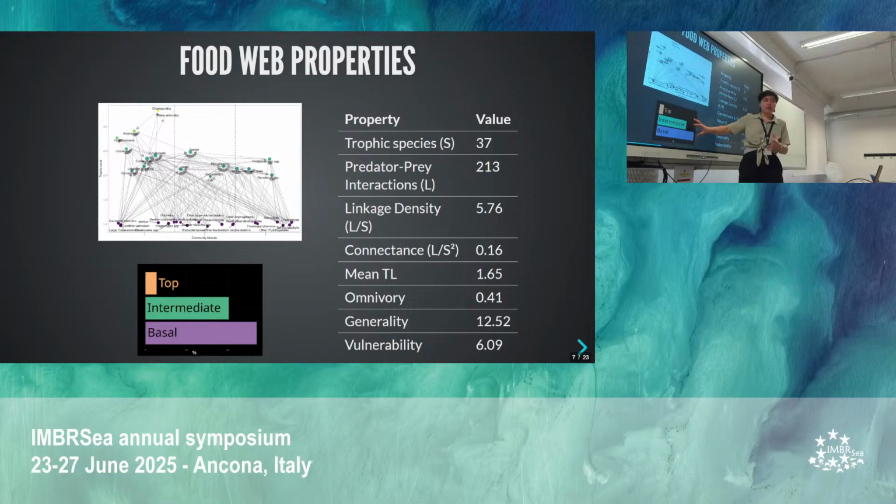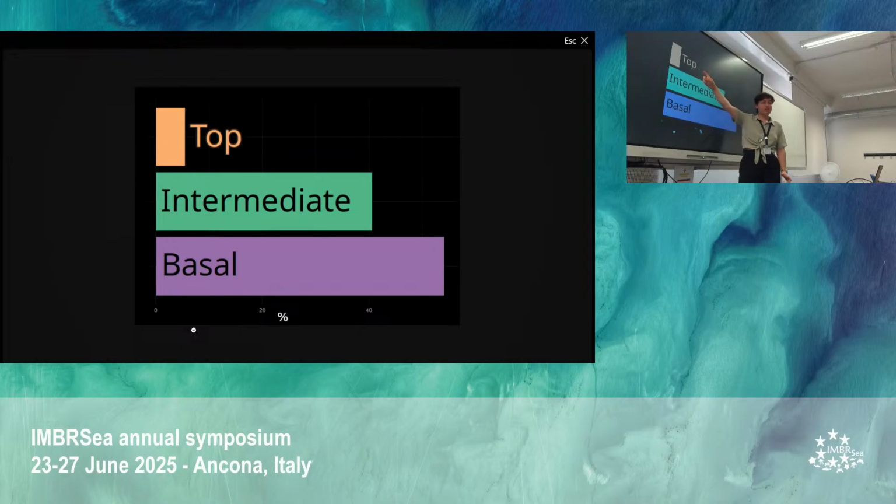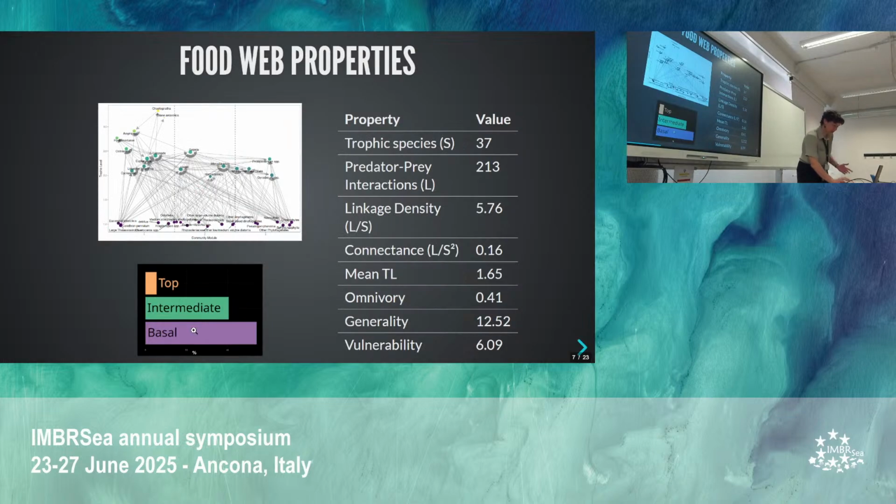If we look at how the species are distributed, there are only a few top species, only a few species that have no predators, but more than half of all the species are basal species, meaning we consider them autotroph. And this leads to a relatively low trophic level of 1.65.